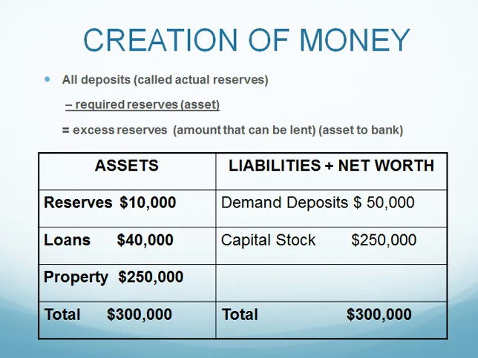So all deposits are called actual reserves, and then you subtract actual reserves minus required reserves, and that gives you excess reserves, which is the amount of money the bank can lend and is considered an asset to the bank. So you have $10,000 in reserves, $40,000 in loans, property is $250,000, so your total assets for this particular bank would be $300,000. Your total liabilities would be the demand deposits of $50,000 and the capital stock, which would be $250,000, which is the total of demand deposits and capital stock equals $300,000.